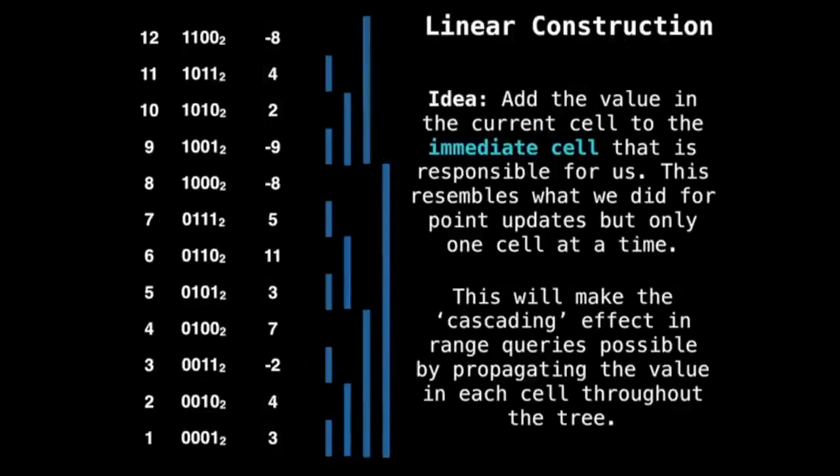And the idea is we're going to propagate the values throughout our Fenwick tree in place. And we're going to do this by updating the immediate cell that is responsible for us. Eventually, as we pass through the entire tree, everyone's going to be updated, and we're going to have a fully functional Fenwick tree at the end of the day. So it kind of relies on this cascading idea. So you propagate something to the parent who's responsible for you, and then that parent propagates its value to its parent, and so on. So it's almost like delegating the value.